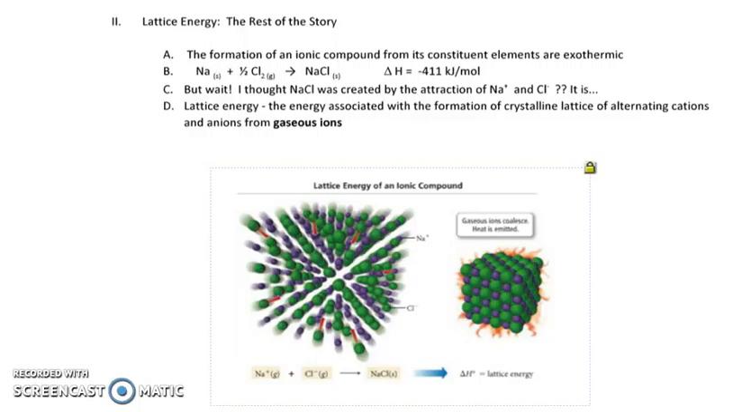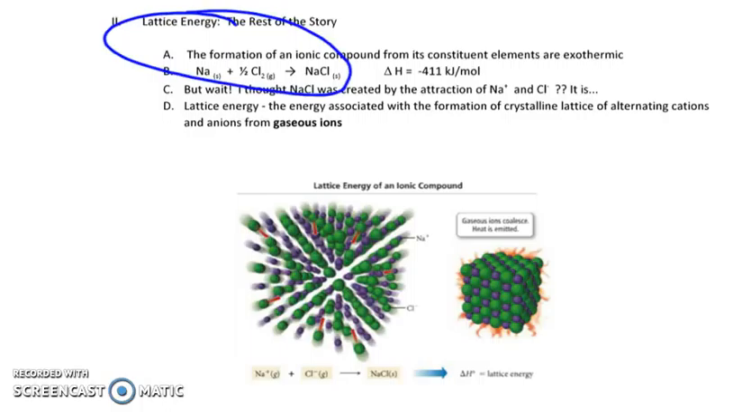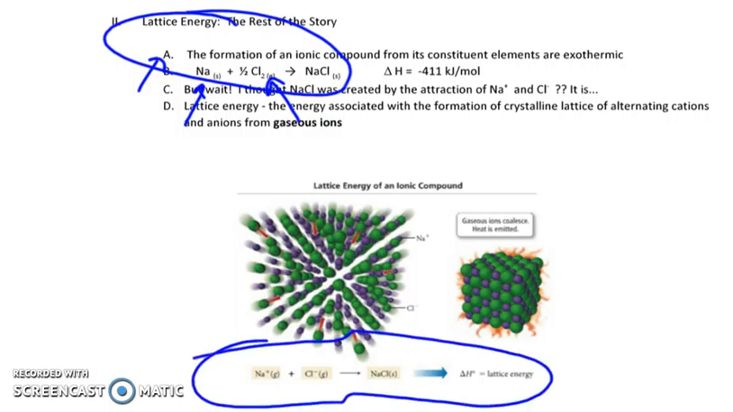So notice the difference. This is your heat of formation that we learned about way back when we were talking about the standard states. Notice how that's a solid, and notice how that's your gas. That is not lattice energy. Down here is your lattice energy. Your lattice energy is from your gaseous ions. Okay, same page.